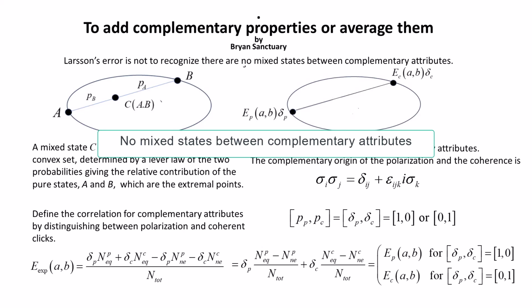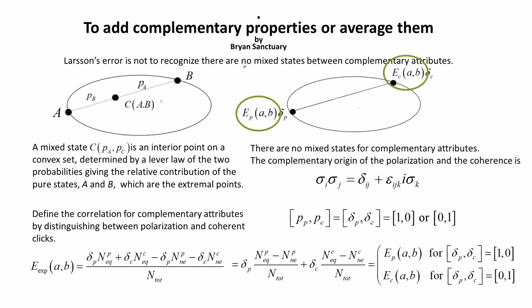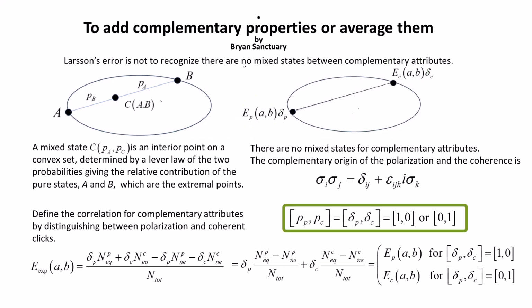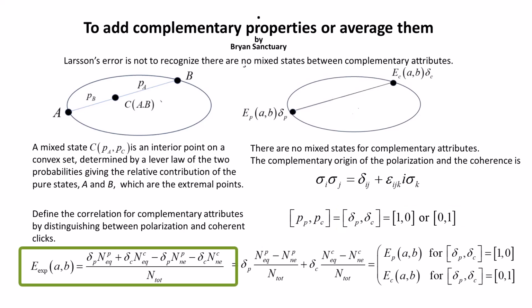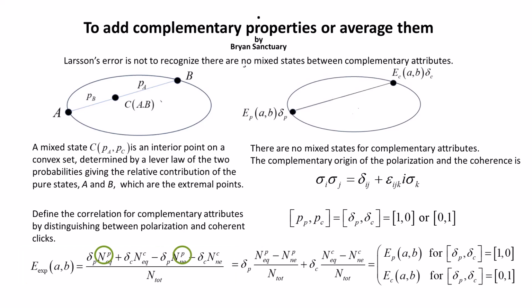In this case, since we get either polarization or coherence, their probabilities are replaced by Boolean operators, delta P and delta C, which are mutually exclusive. You get one or the other with no mixed states in between. With these, the experimental correlation can be written in terms of the equal and non-equal coincident counts that originate from either polarization or coherence, and weight them not with the probabilities, but with the Boolean delta P and delta C.